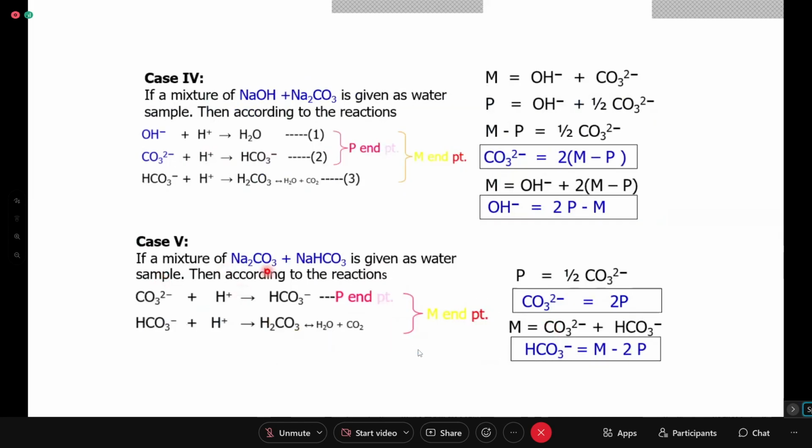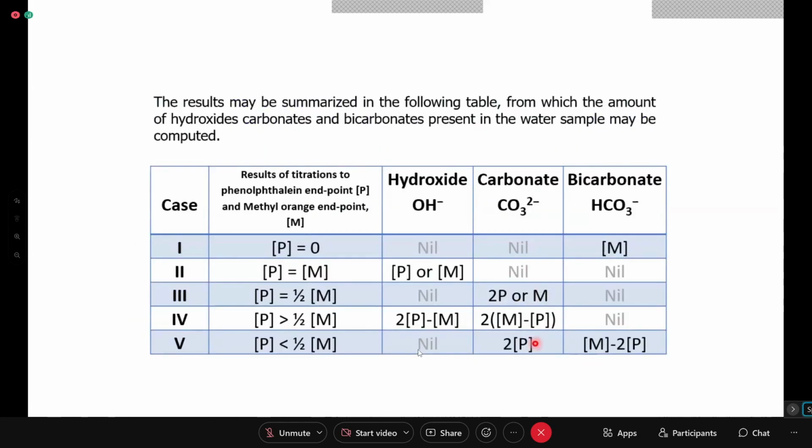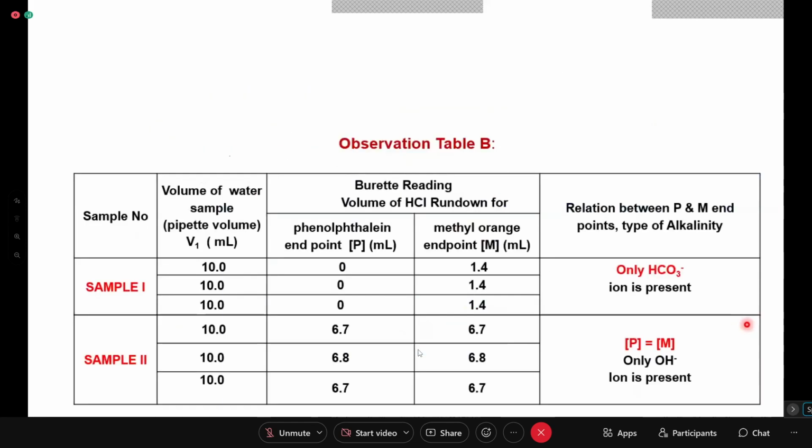Similarly, for a mixture of sodium carbonate and bicarbonate, carbonate is neutralized half at P, and the originally present bicarbonate and the bicarbonate obtained from partial neutralization of carbonate are all neutralized at M. So 2P becomes carbonate and M minus 2P becomes bicarbonate, and that is what is being written. 2P corresponds to carbonate and M minus 2P corresponds to bicarbonate. Okay. Then this is the part where you should take a screenshot or a photograph. This is the observation table you have to write down.